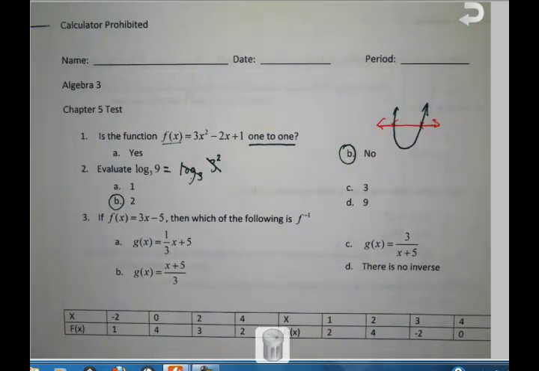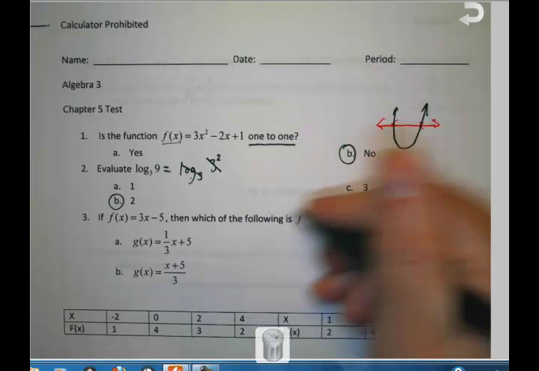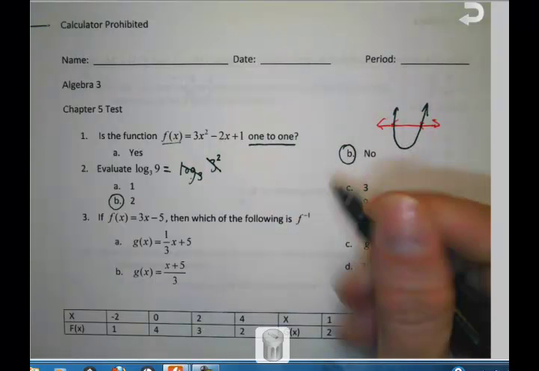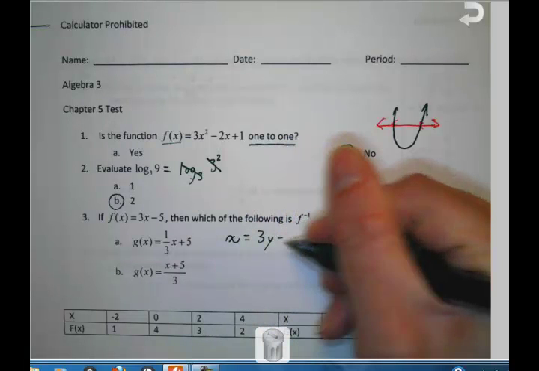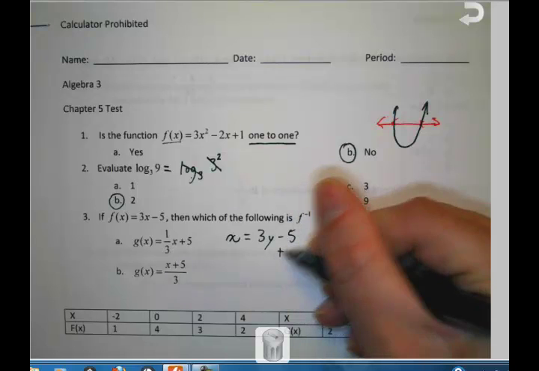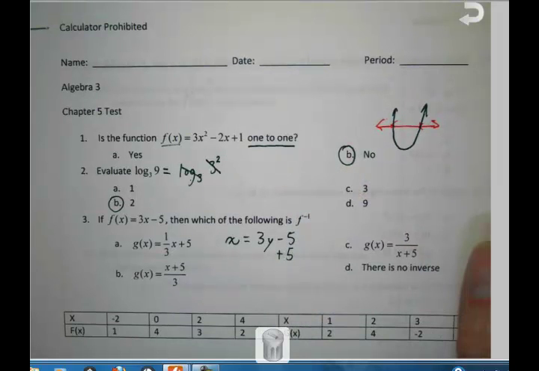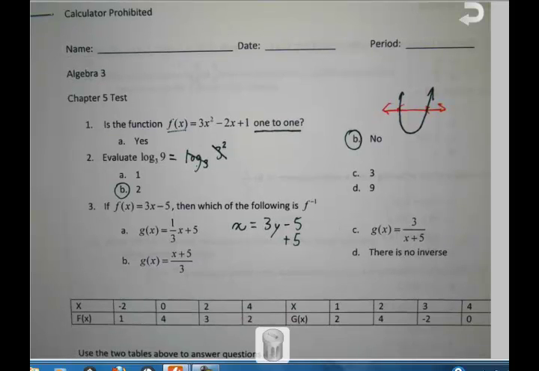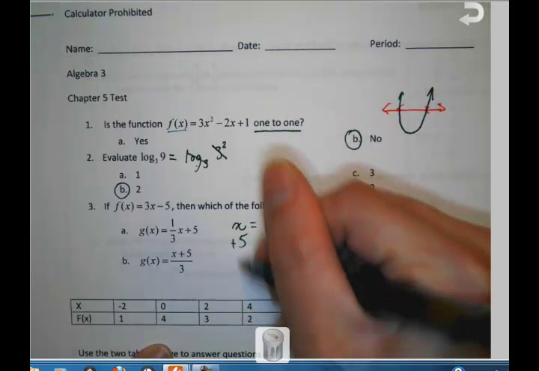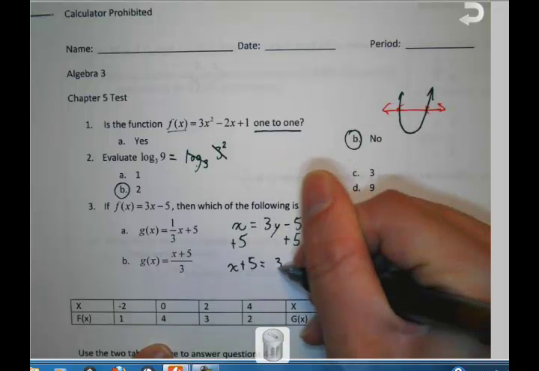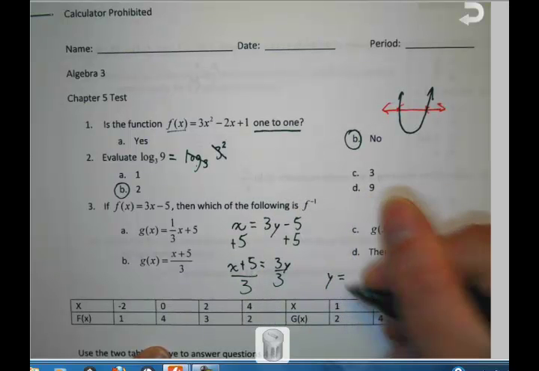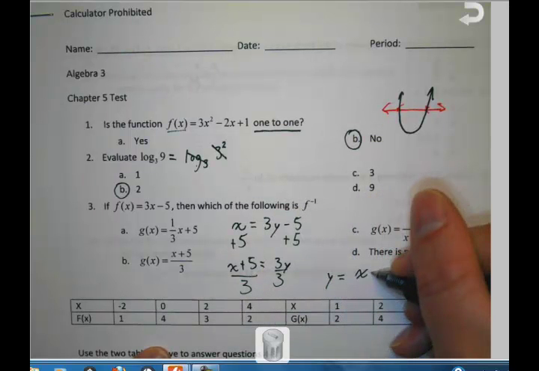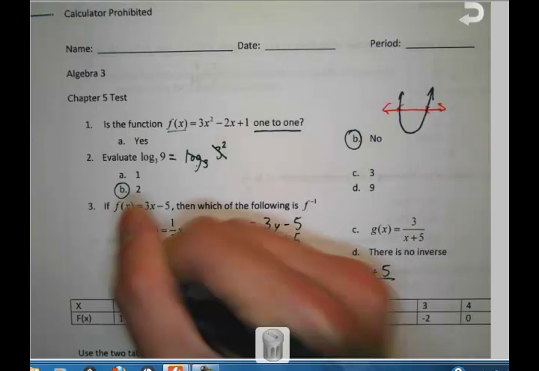Okay, the next one, you have been given a function and you are expected to find its inverse. To find the inverse of a function, you switch x and y. And so you say now that x is equal to 3y minus 5, and then you solve for y. You add 5 to both sides, and then you have x plus 5 is equal to 3y. To get y by itself, you divide the whole thing by 3. And so you have y is equal to (x plus 5) divided by 3, which is B.